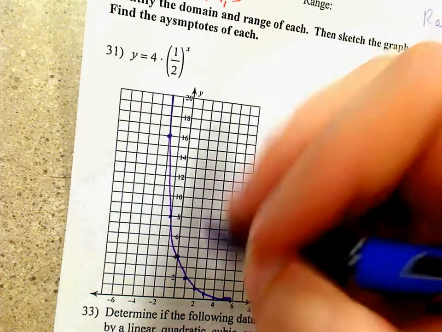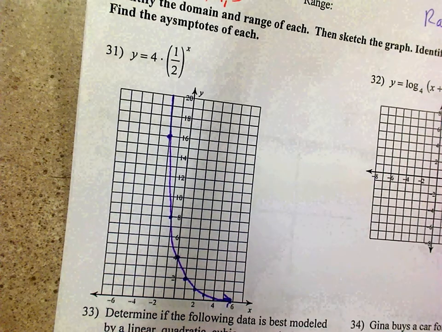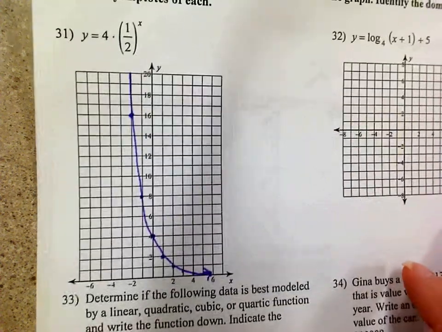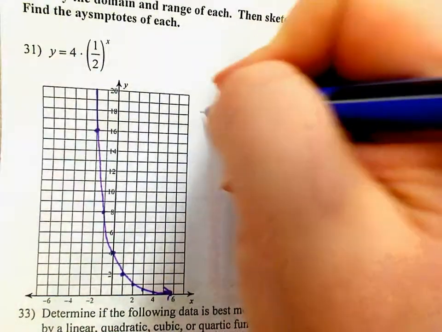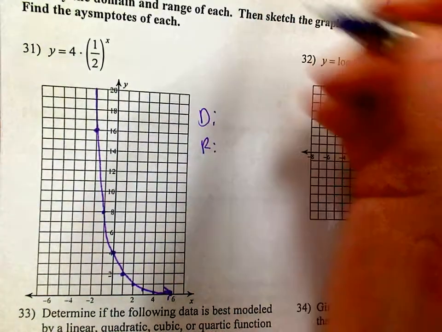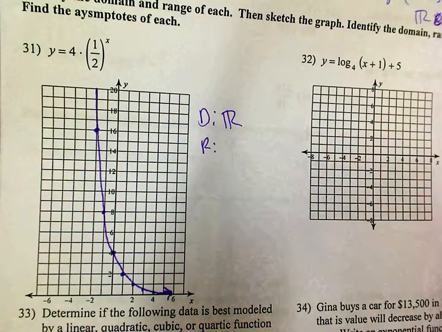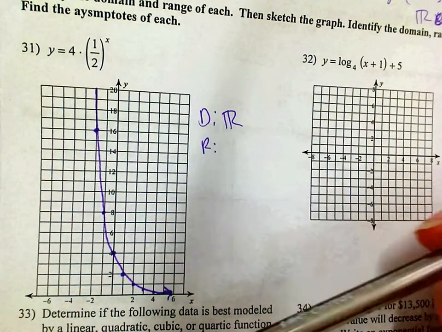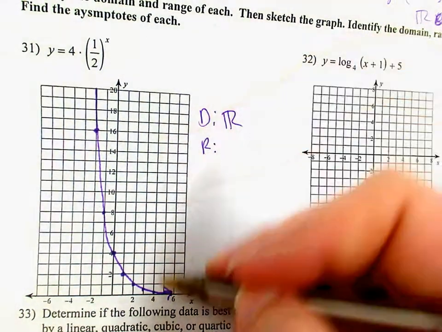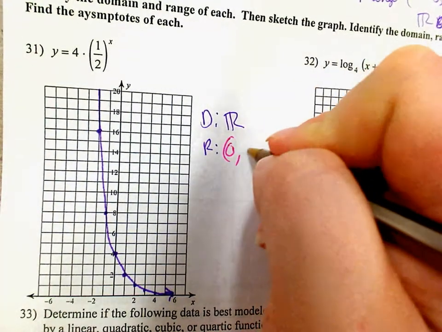it says identify the domain and range. Domain is all real numbers because it goes all the way left and all the way to the right. But range is how high and how low. The lowest it goes is 0, and then the highest it goes is infinity because it just keeps on going. Okay, identify the domain and range and sketch it.